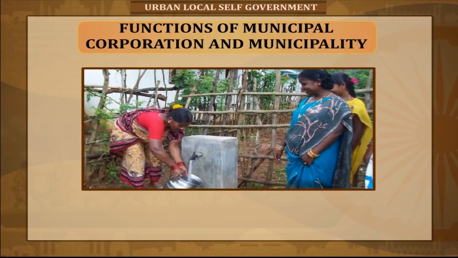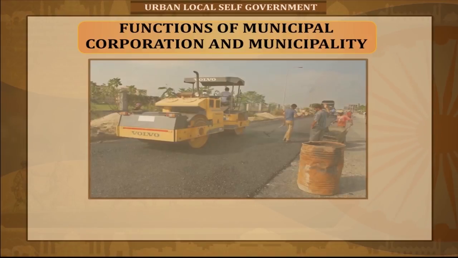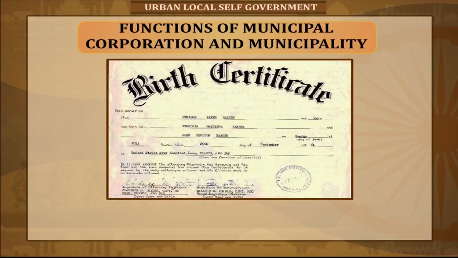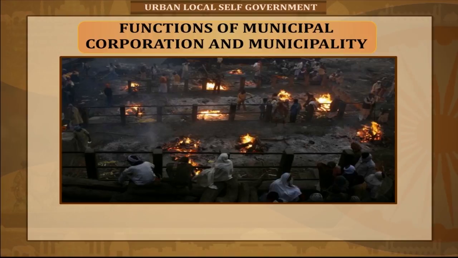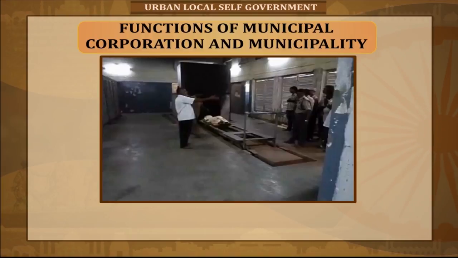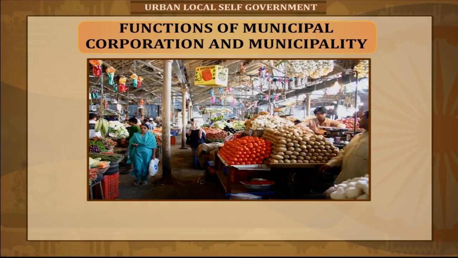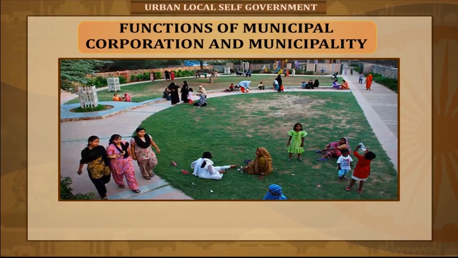C. To supply safe drinking water and make arrangement for street lighting. D. To construct roads and bridges. E. To maintain records of births and deaths and issue certificates. F. To provide and maintain cremation grounds, electric crematorium and graveyards, etc. G. To construct and maintain marketplaces for selling vegetables, fruits, consumer goods, etc. H. Construction of parks, gardens, picnic spots, night shelters, etc.